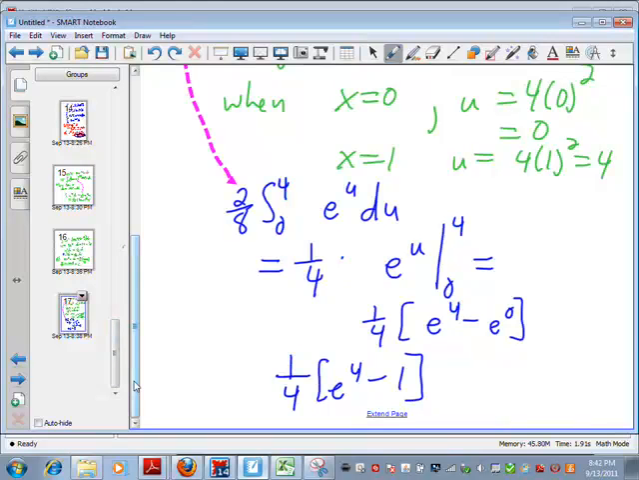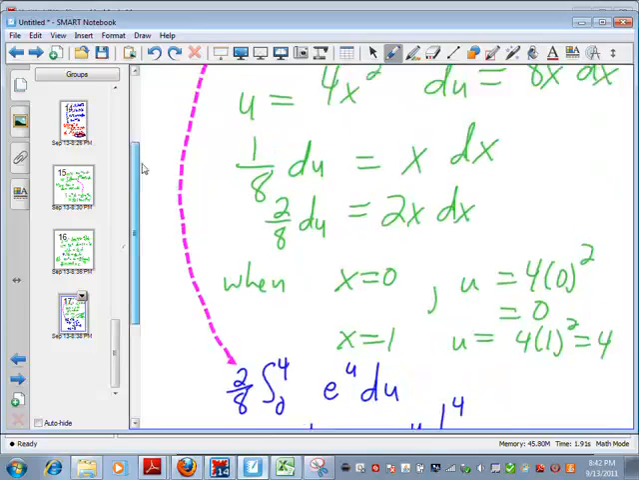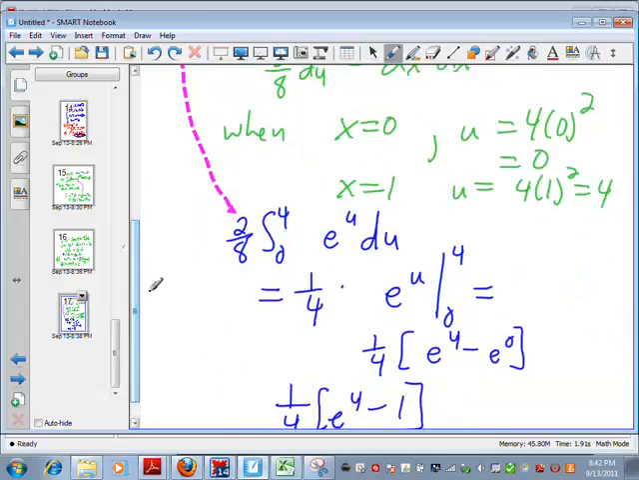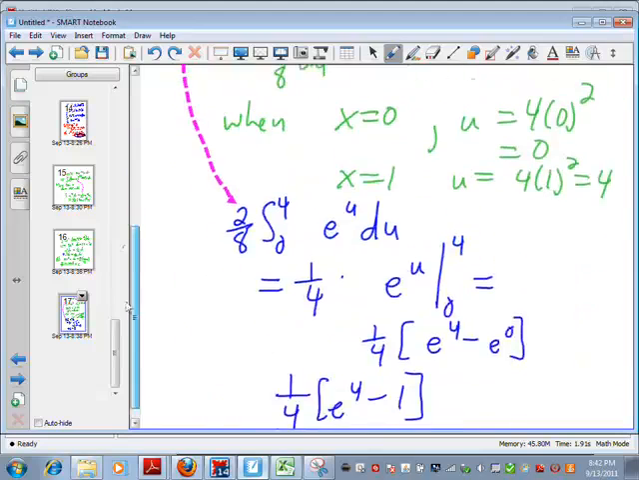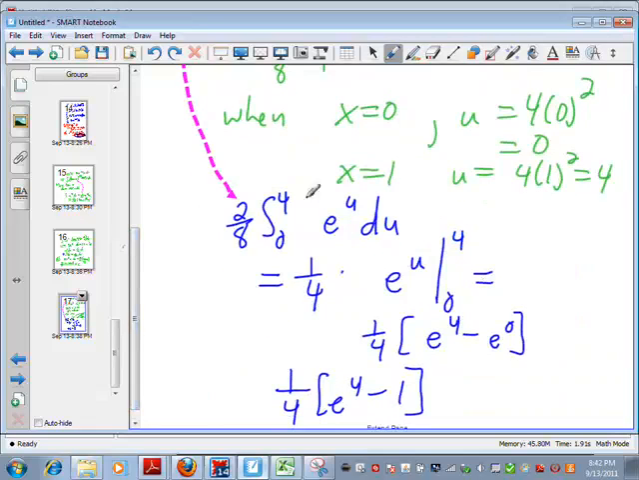Could you have done that one without converting the coordinates? Oh, absolutely. Once you find the antiderivative, you would have found it to be e to the 4x squared, and then you would have plugged in the 0, the 1 is subtracted. When you plug in the 1 and the 0 and subtract, you're just getting e to the 4th minus e to the 0. So again, it's exactly the same thing.